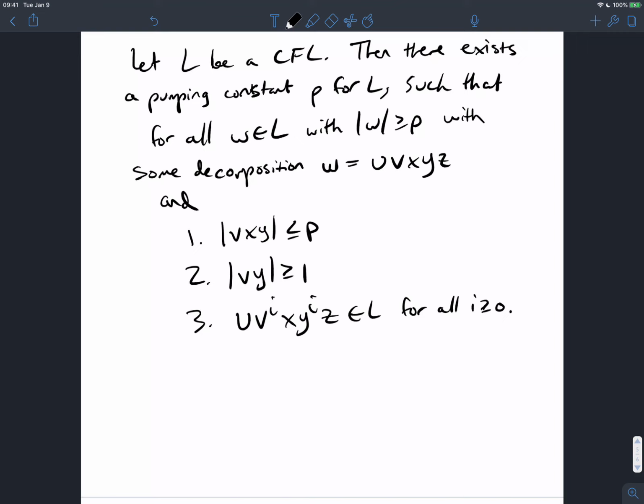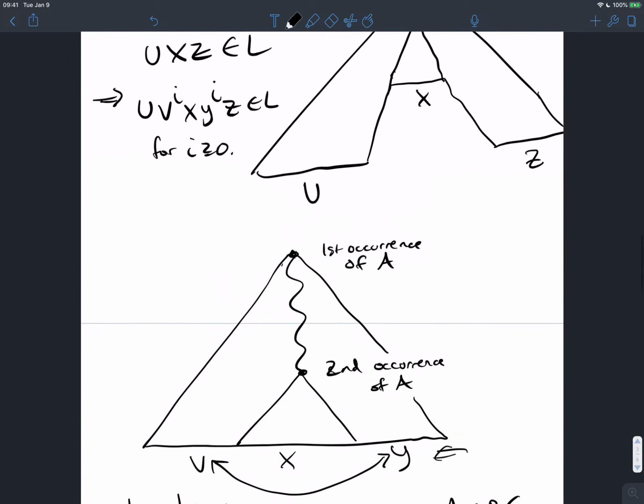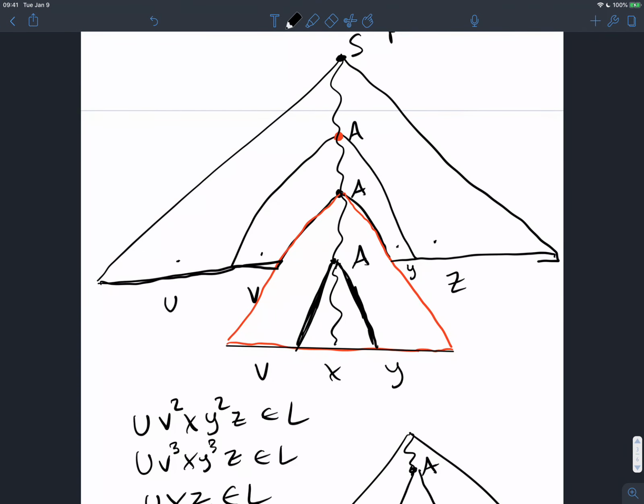Yeah. So, if i is 0, does it handle the case where no variable is repeated? Yeah, exactly. That corresponds to it, or even if there is a repeated occurrence, we just move the second occurrence up to where the first one is. So effectively, we're deleting the V and Y part. There could be other repeated occurrences, but we're deleting one of them here. Any other questions before we break?